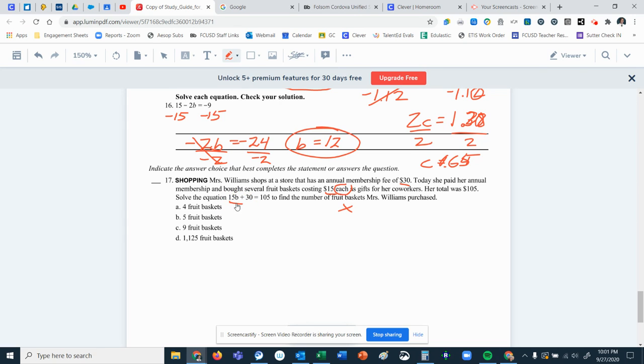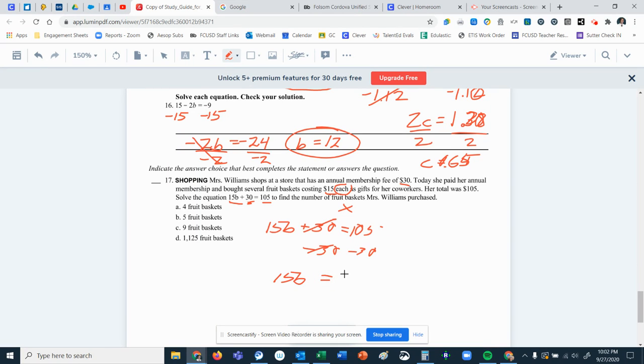15 times B, that's our fruit baskets, plus the $30 membership fee cost a total of $105. Find out how many fruit baskets she got. Well, I'm going to go ahead and solve for B. 15B plus 30 equals 105. And here I would subtract 30 from both sides. Sorry, this app is not as clean as I'm used to using PowerPoint.